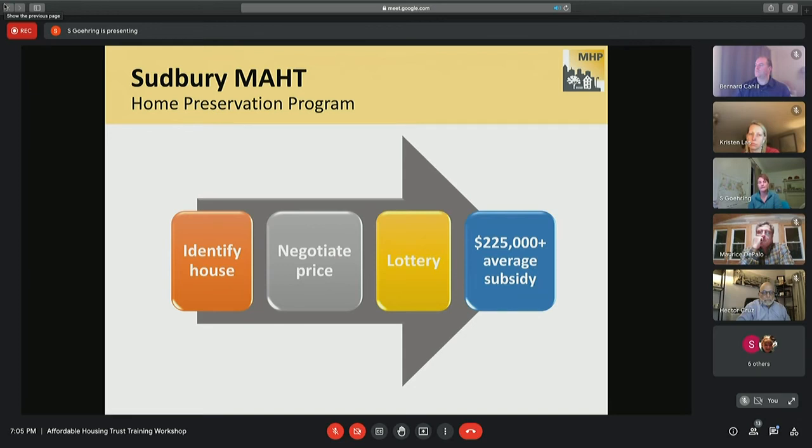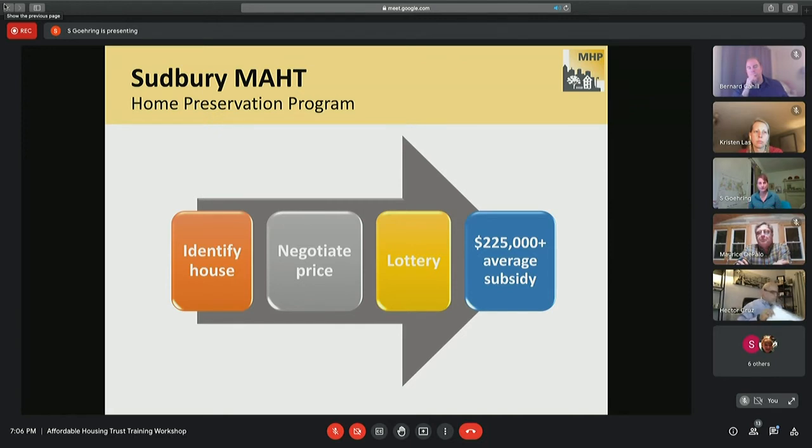Their model is that they have a consultant that identifies homes that fit this kind of modest, like capes or ranch houses that are a little bit older, that are coming on the market, and then they negotiate a sale price with the seller. They run a lottery to see households that are interested and qualified to purchase the home. And then at the time of sale, the trust puts in the difference between what makes the home affordable for a household earning 80% of the area median income and the negotiated sale price. The last that I heard, it was over $225,000. So these programs tend to be expensive. It takes a lot of subsidy per unit of housing, which is why this community and all the others that I know of don't typically add more than just a couple units in a year.